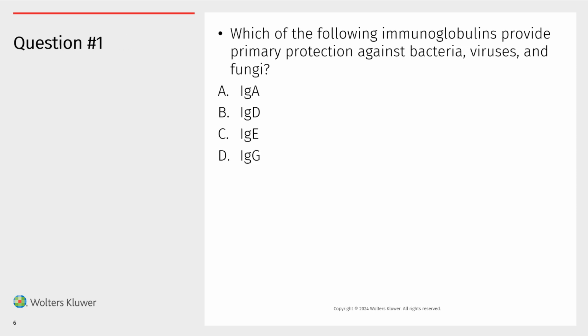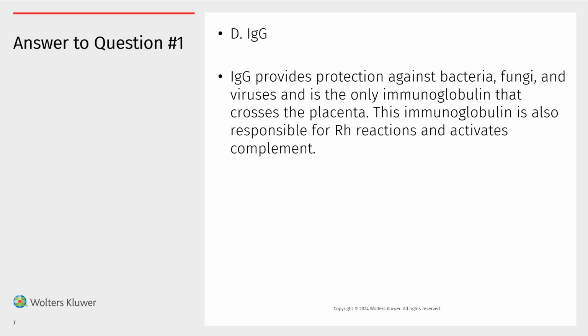Which of the following immunoglobulins provide primary protection against bacteria, viruses, and fungi? It is IgG. It provides protection against bacteria, fungi, and viruses. It's the only immunoglobulin that crosses the placenta. This immunoglobulin is also responsible for Rh factors and activates complement.